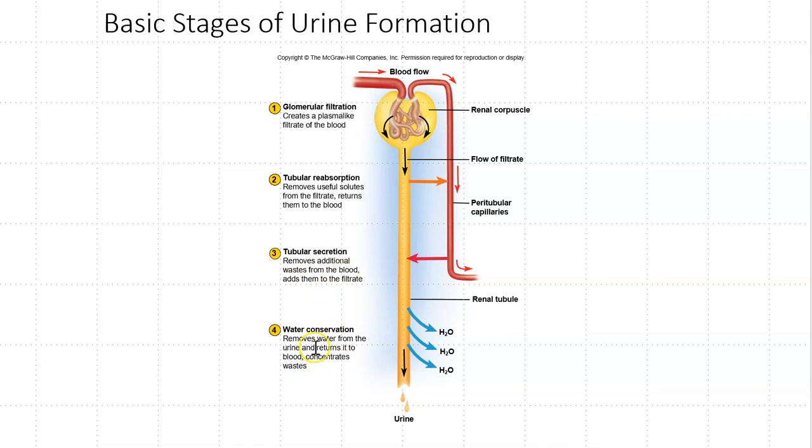And the last stage is water conservation. Now, water conservation involves hormones like antidiuretic hormone, and it mainly happens in the collecting duct. The collecting duct is controlled by antidiuretic hormone, and in the absence of ADH or antidiuretic hormone, water in the renal filtrate is allowed to enter urine. So it promotes removal of water from the body.